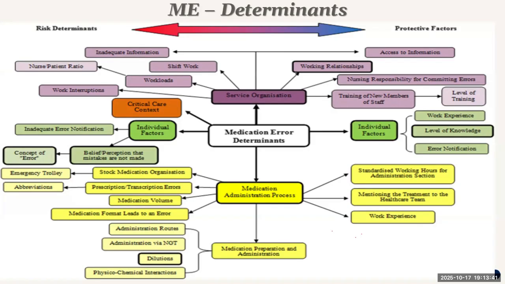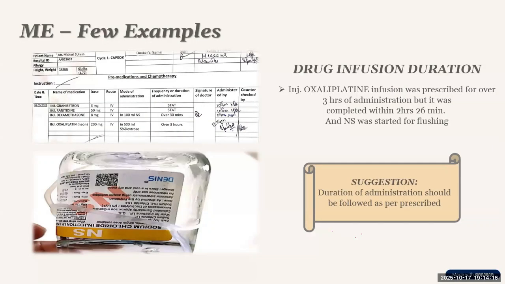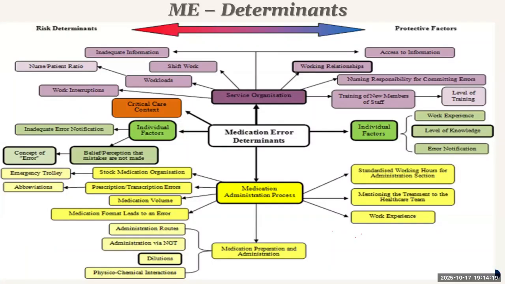That is service organization, or medical errors which can be determined in the critical care context, or individual factors, such as inadequate error notification, which is a concept error, a mistake, which happens when things are not written in capital letters. Individual factors can also be corrected by your work experience and the level of knowledge you have achieved, or error notification can be corrected by the knowledge you have gained. This is one of the training programs you are organizing here, which also helps enhance your knowledge to write better prescriptions and to prevent errors towards the patient's care.